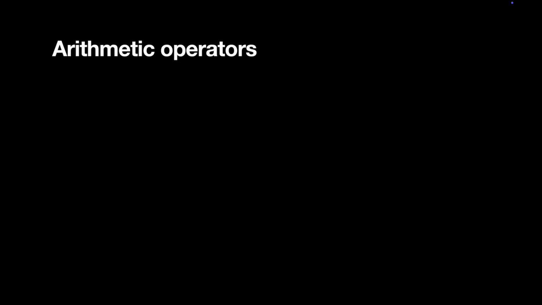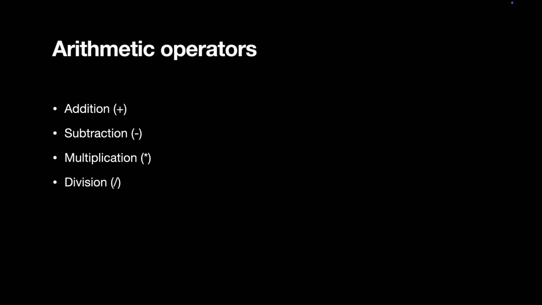So first are arithmetic operators. In arithmetic operators we have addition, subtraction, multiplication, and division. From maths we already know what addition, subtraction, multiplication, and division do, and similarly we have these counterparts in the Swift programming language. The addition operator will take two values, add them, and give us the result. Similarly we have subtraction. It will take two values, subtract them, and give us the result. Similarly we have multiplication and division.